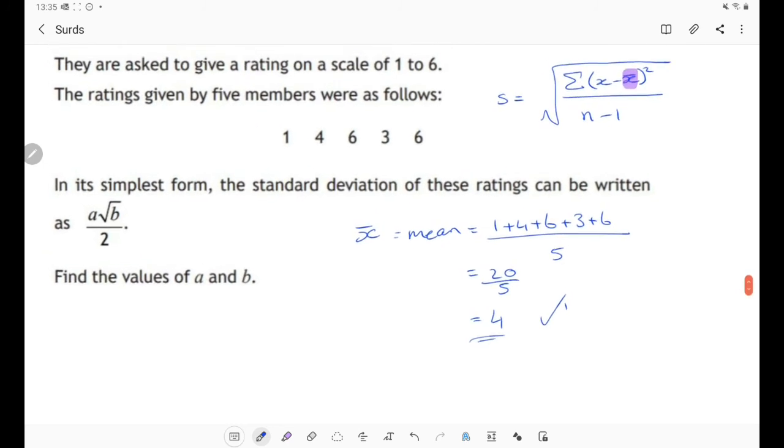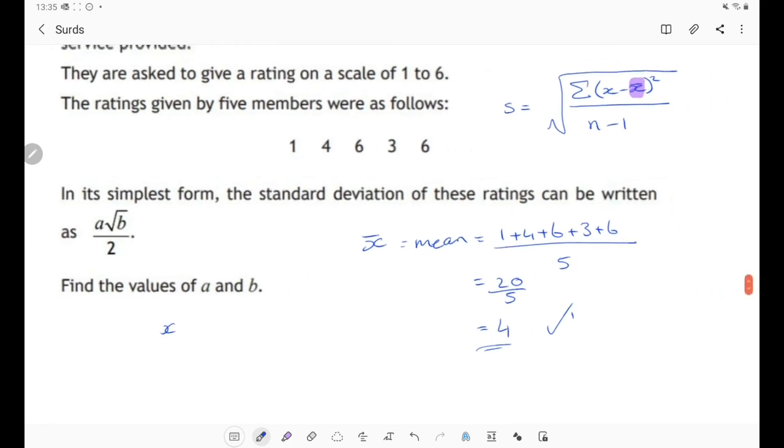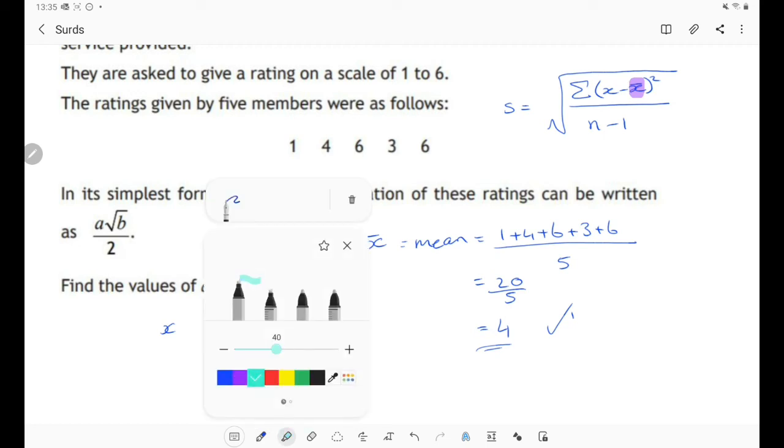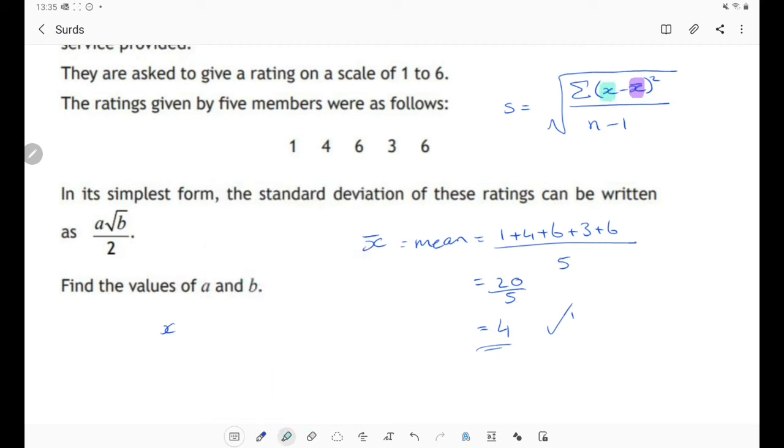Mark 2 is that table, and it has been a while since you've done this, I think, in general. The table also comes straight from this formula. So the first thing you find is x, and then you have x minus x bar, and then you have x minus x bar squared.